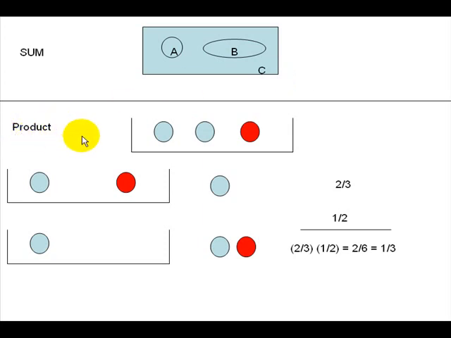For example, suppose that we have a box with 3 balls in it, 2 blues and 1 red. The experiment consists of the following. You take 1 ball at random, every ball has the same chance of being chosen, and you take it out. And then you don't put it back. Then you take the second ball at random. Now I want to compute the probability of getting first a blue ball and then a red ball.